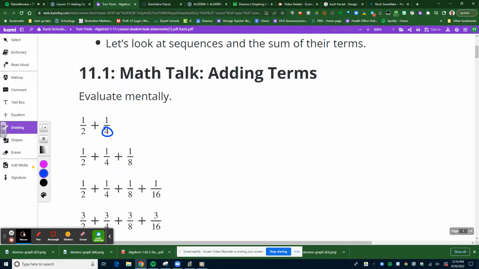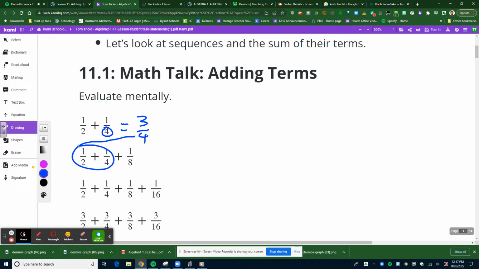Think about money. If I have half a dollar, how many quarters do I have? 50. Wait, no. Sorry, 2. I got 50 cents, but I got 2 quarters. So I got 2 quarters plus 1 quarter is 3 quarters. So I don't need a common denominator per se. I just have to think about how to add together two things that have something in common with the power. So 3/4, right?